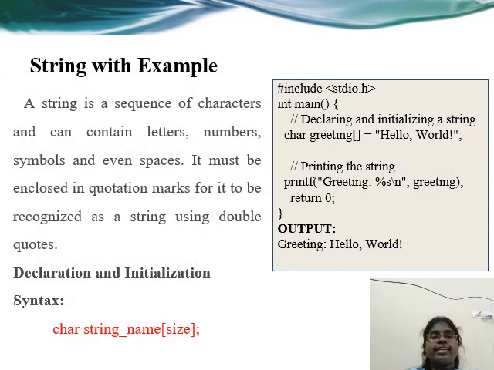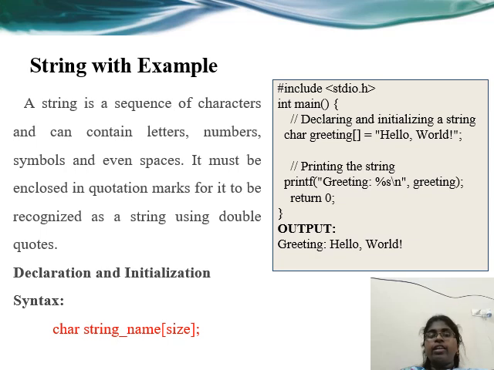Next topic is string with example. A string is a sequence of characters and can contain letters, numbers, symbols, and even spaces. It must be enclosed in double quotation marks to be recognized as a string. The syntax for the declaration and initialization of a string is char, string name, and optionally the size. Then we go to the simple example program for string.